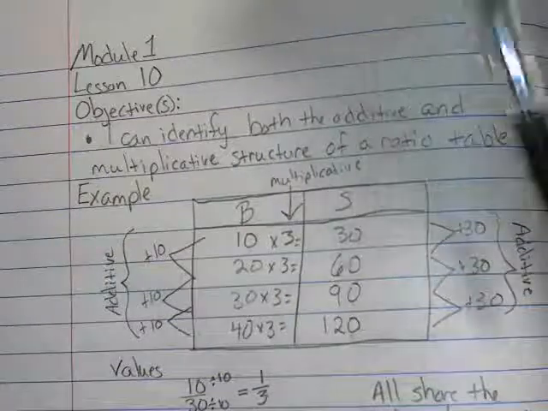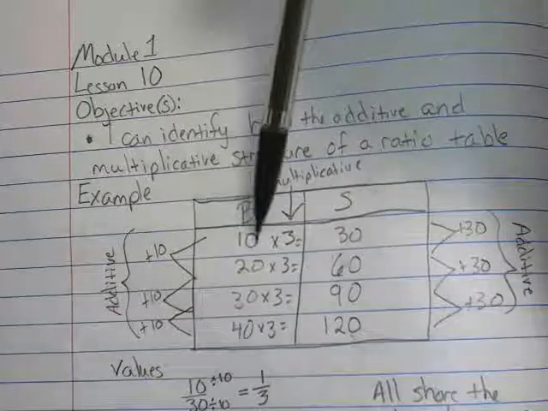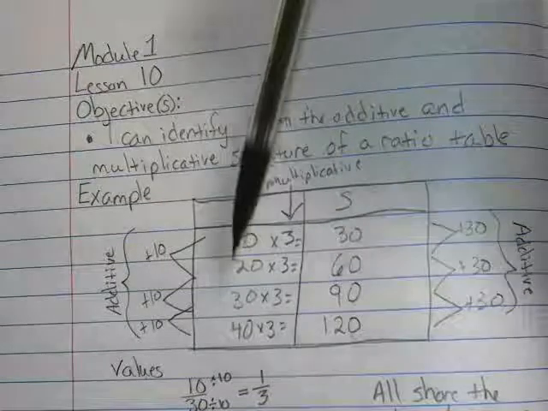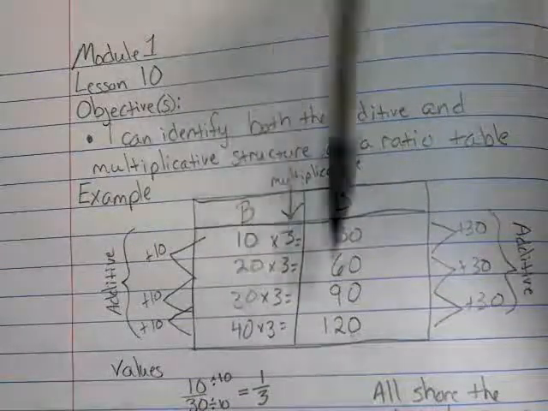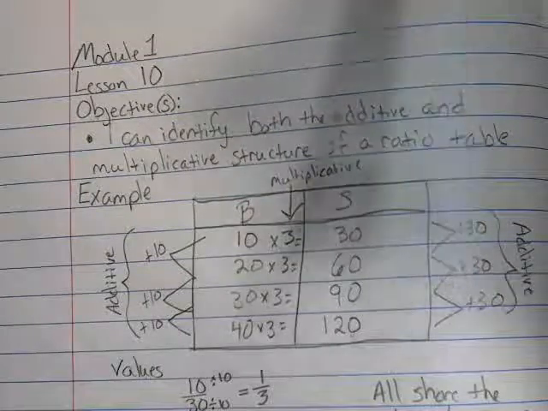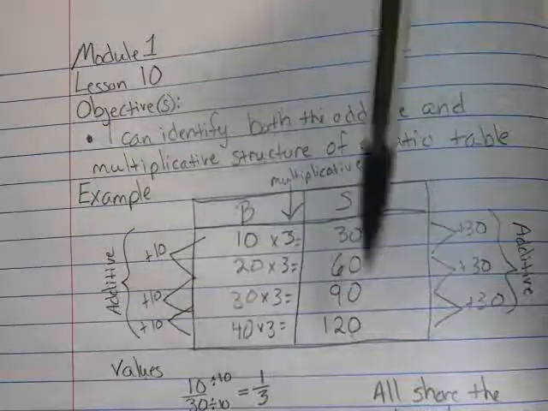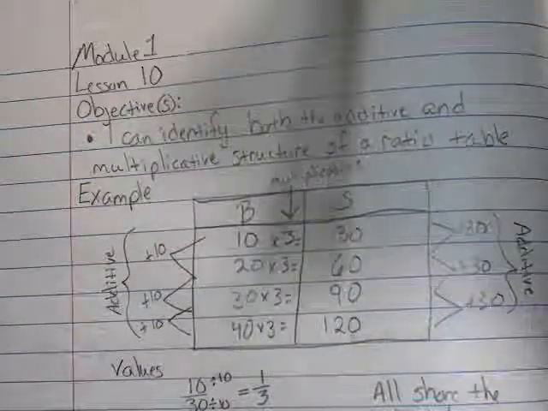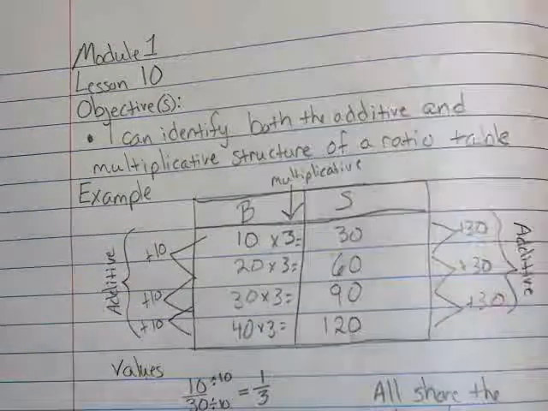So for this one, I took 10 times 2 to give me 20, 30 times 2 to give me 60, and then 10 times 3 to give me 30, and 30 times 3 to give me 90. 10 times 4 to give me 40, and 30 times 4 to give me 120. Each of these being equivalent ratios on the ratio table.